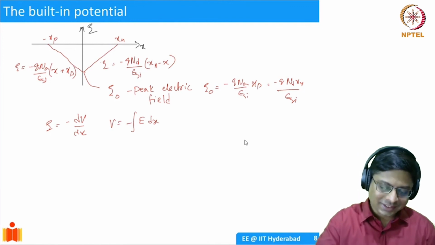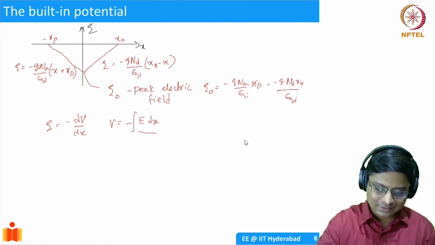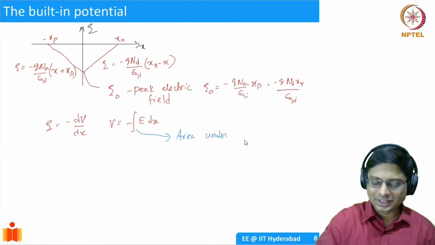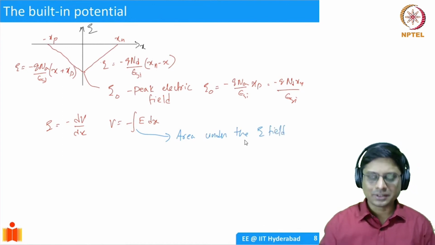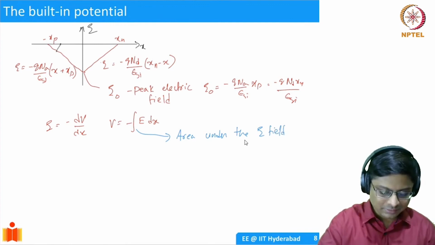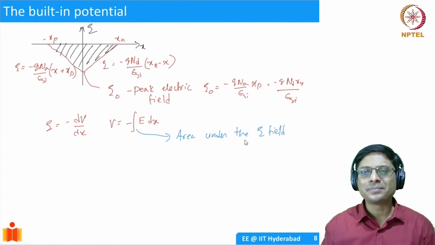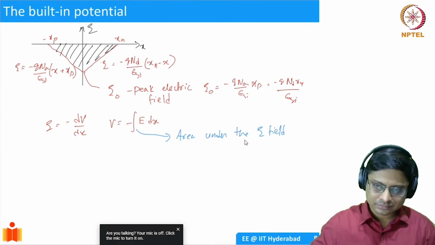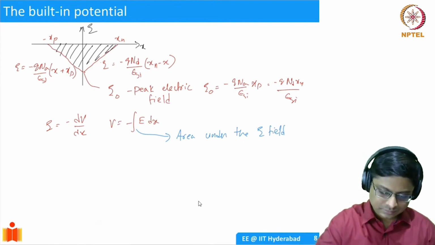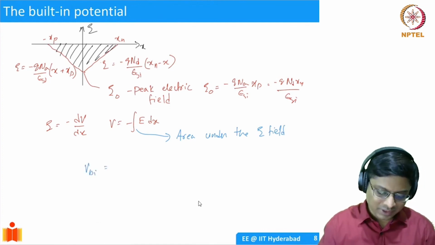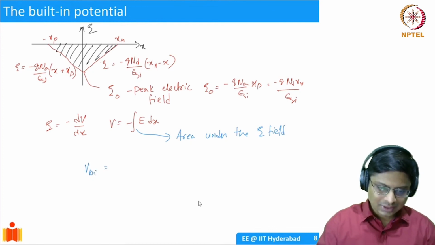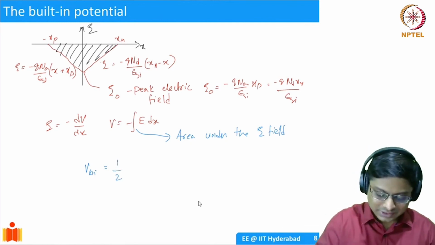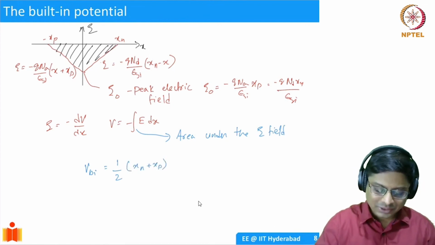I'll say that this integral is simply the area under the curve, area under the E field line basically. Okay, so the potential is simply going to be this area. That's the meaning of integration anyway, right? So what is this going to be? I'll say V built in is going to be, okay, half, right? Half width into height. The width is xn plus xp into height is going to be E naught.